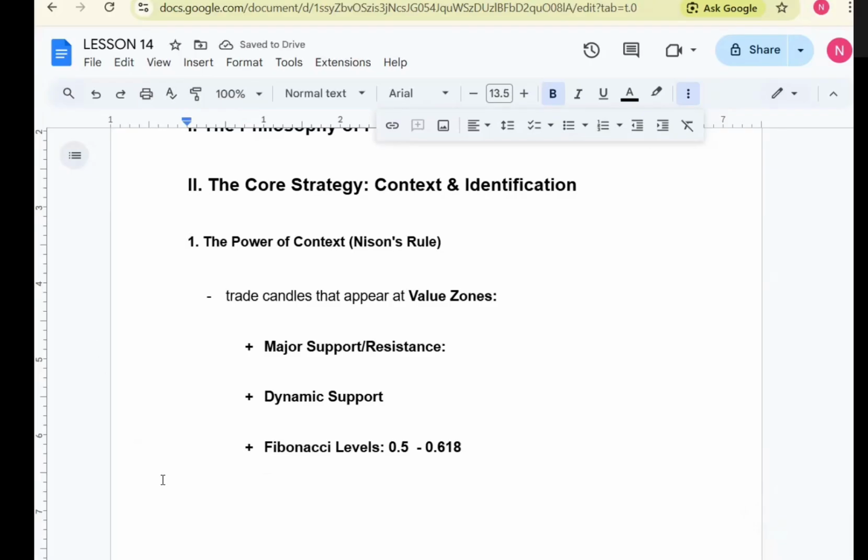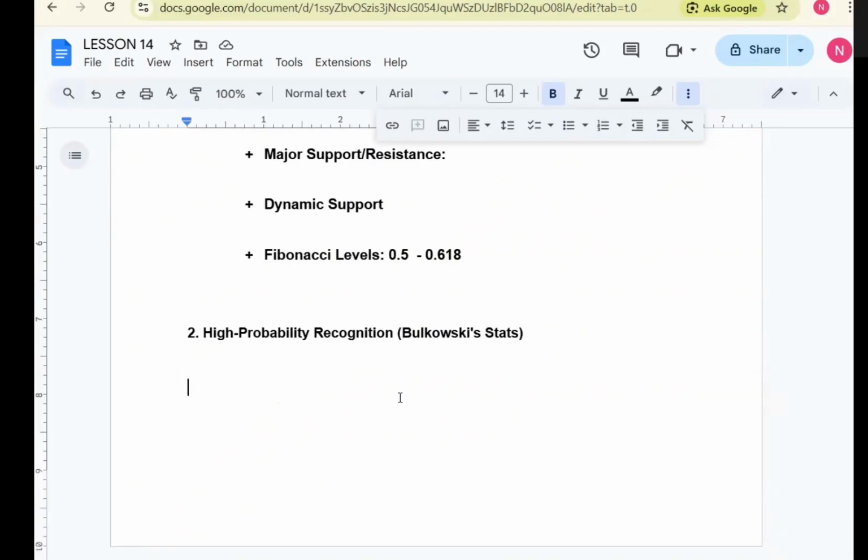And now I will introduce to you the high probability recognition that's related to Bulkowski's stats. Yeah, and remember this slogan: don't trade every candle. Focus on the big three. This is the slogan that you need to remember if you want to increase your winning rate. Don't trade every candle, okay? Focus on the big three. So, what is the big three? Yeah, let's remind ourselves of our lesson a bit.